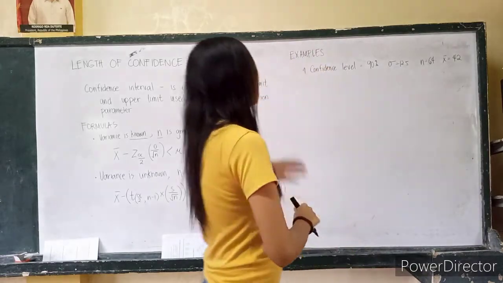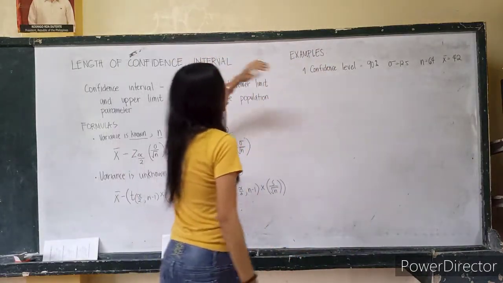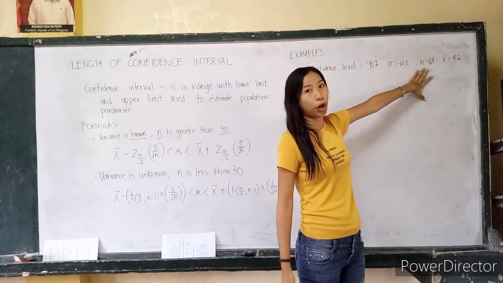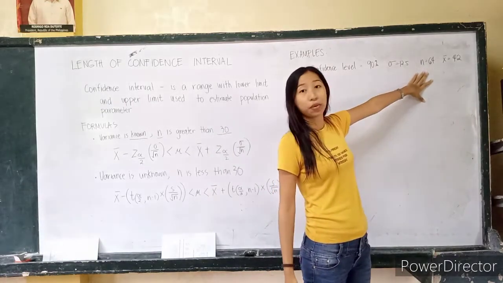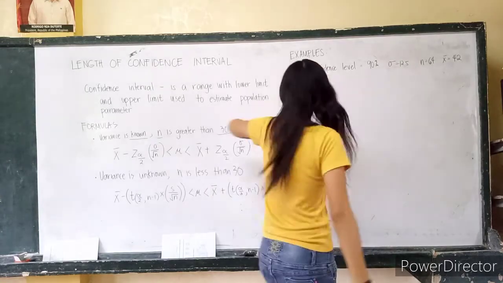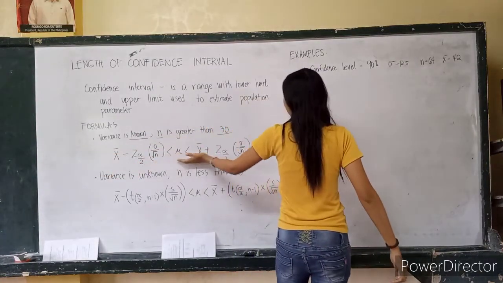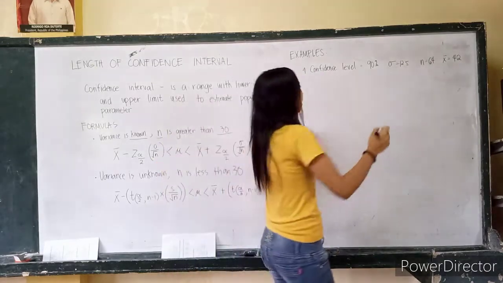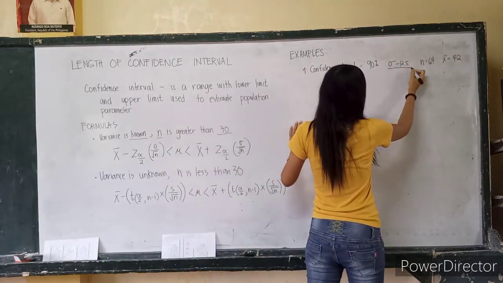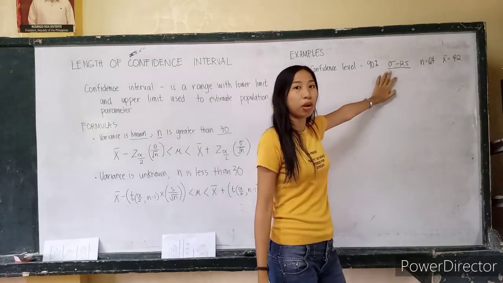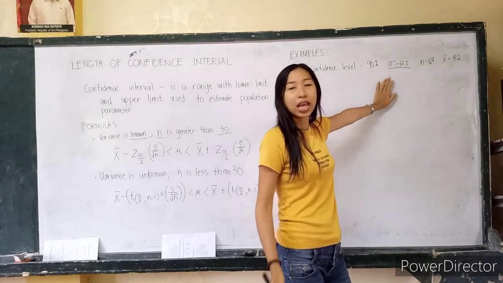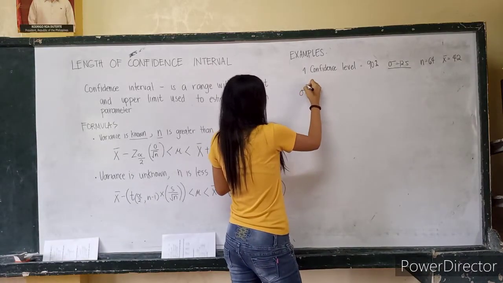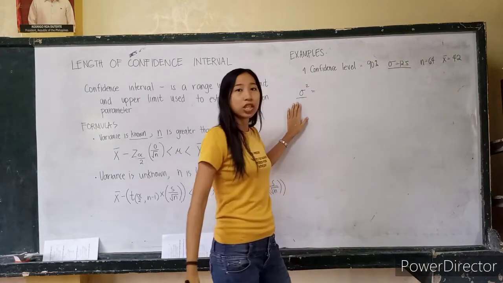Okay, so let us check your problem. Going directly to n, your n is equal to 64. Therefore, 64 is greater than 30. So the formula we will use is the first formula. Aside from that, your standard deviation is given. The standard deviation can be obtained from your variance. Always remember that the symbol for variance is sigma squared. Right? So this is your variance.